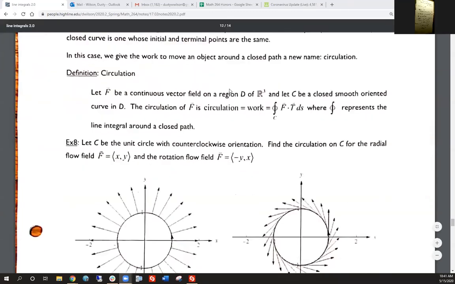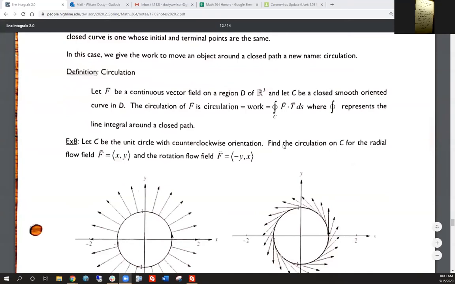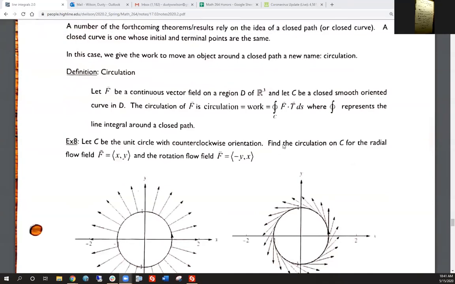So here's the definition. Let F be a continuous vector field, and let C be a closed, smooth, oriented curve in D. We'll talk a little bit about oriented down the road. The circulation of F, which is the same as work, is the line integral around the closed path of F dot T ds, where the line integral with the little circle in the middle represents the line integral around a closed path.